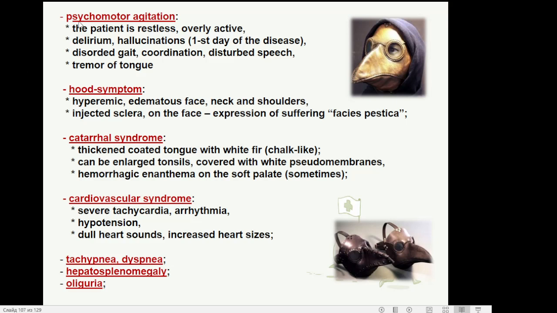Obligatory will be cardiovascular syndrome: severe tachycardia, hypertension, arrhythmias, dullness of heart sounds, increased heart size. Additionally, tachypnea, dyspnea, hepatosplenomegaly, oliguria. So this severe intoxication, central nervous system involvement, cardiovascular involvement, is practically obligatory for plague.